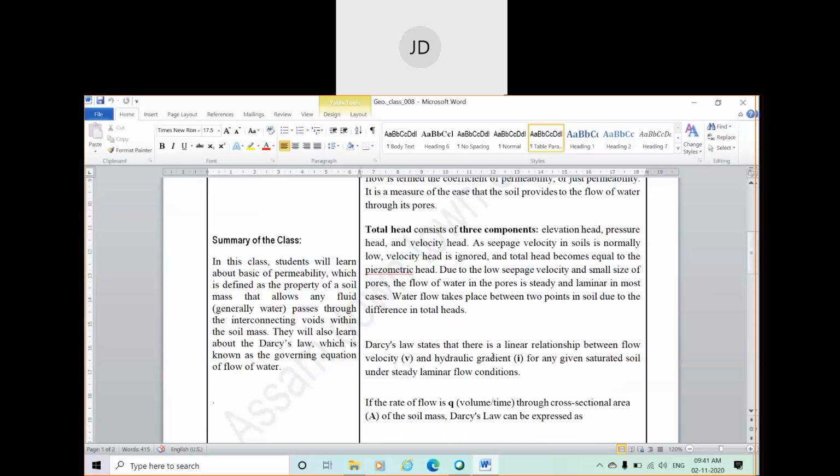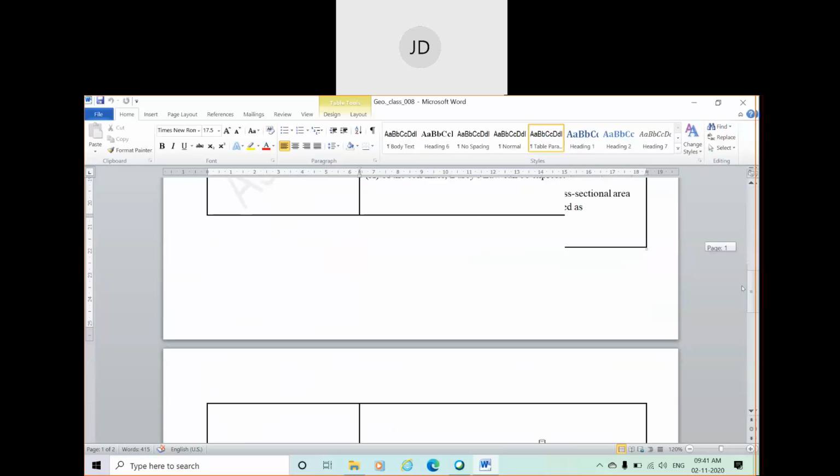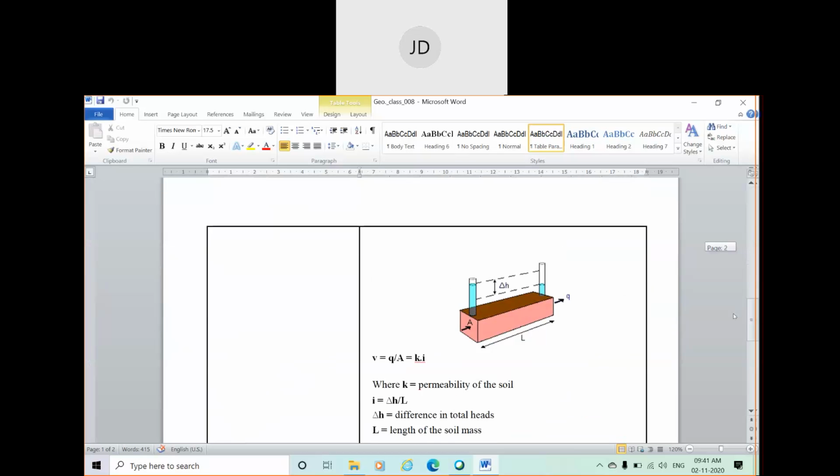Darcy's law states that, I'll simplify this definition: the discharge, or rate of flow, through a particular soil is directly proportional to the hydraulic gradient and directly proportional to the cross-sectional area of the soil mass. From here also you can see.